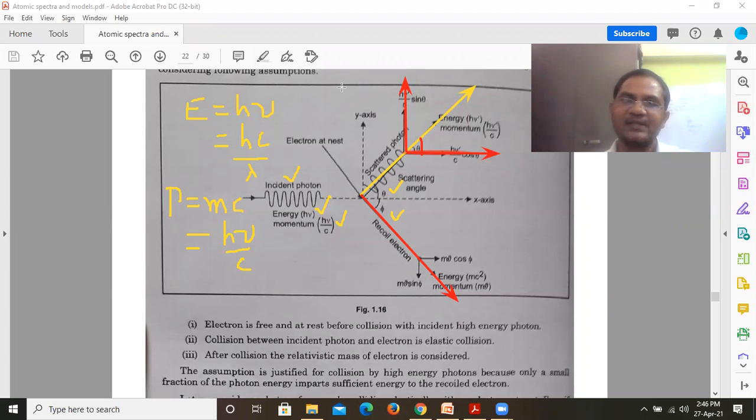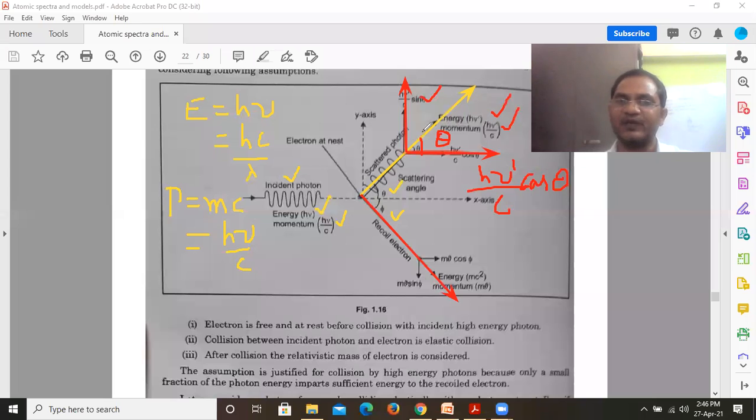Since here the angle of scattering is theta, we are resolving this into two components. If it is a vector A, the x component is A cos theta, and the y or vertical component is A sin theta. So what is the vector here? The vector is the linear momentum h nu dash by c, resolved into two components. The x component is h nu dash by c cos theta, and the vertical component is h nu dash by c sin theta.